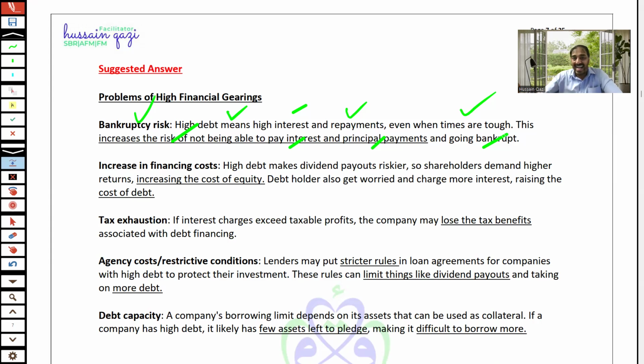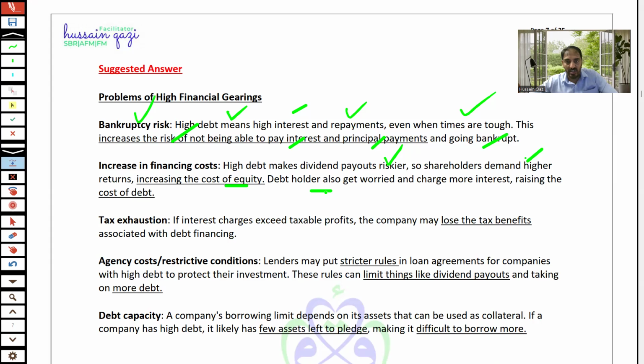Increased finance cost. High debt makes dividend payout riskier. Shareholders demand higher returns, that is cost of equity, and debt holders also worry about that and charge more interest. So that means Kd, Ke both increase. So just get one idea and explain the things accordingly. So this is about the second phase of this part.